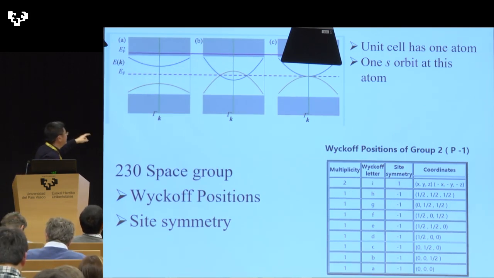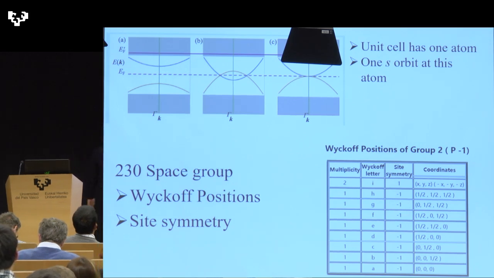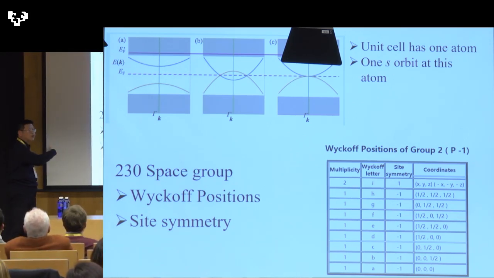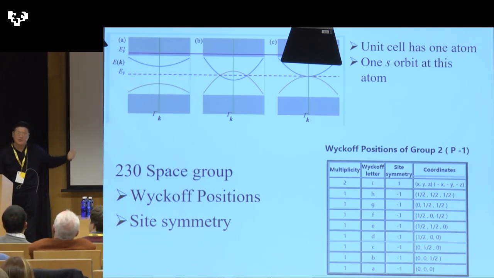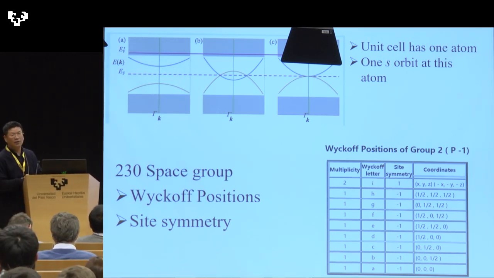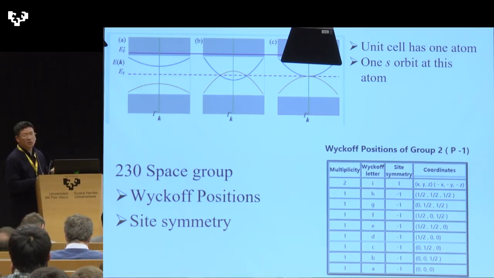But if the Fermi level is here, at the dashed line, you cannot go back to the atomic limit. Why? Two bands is an atomic limit, right? If it's half, it cannot be. It cannot be. But this language is not correct. Saying one unit cell has one atom is wrong. And the S orbital is also wrong.